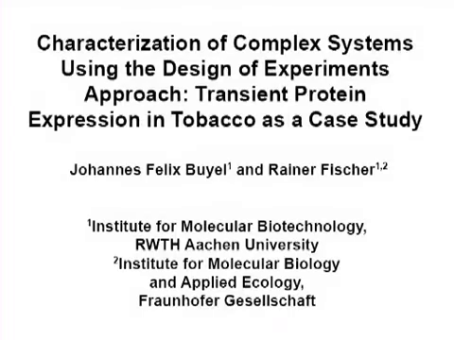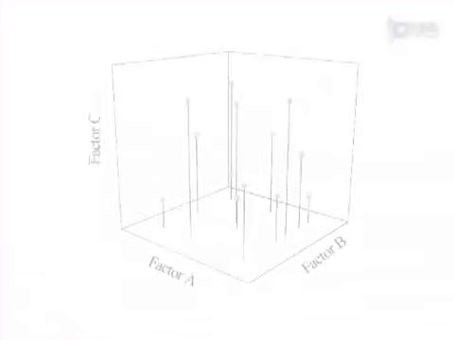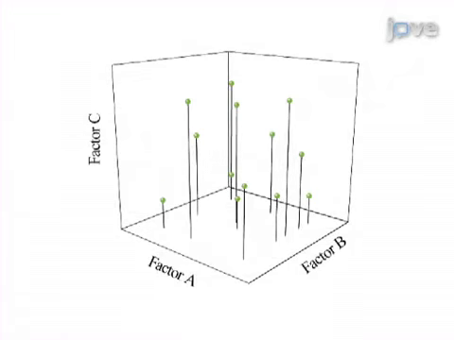The overall goal of the following experiment is to generate predictive models for transient expression of proteins in plant leaves. This is achieved by setting up an experimental design to identify the most important parameters for transient expression and quantify their impact on protein accumulation.